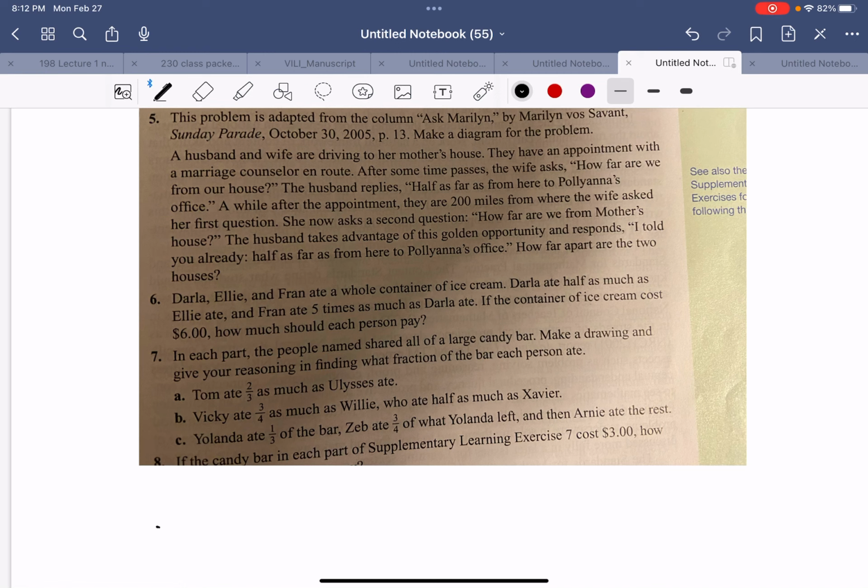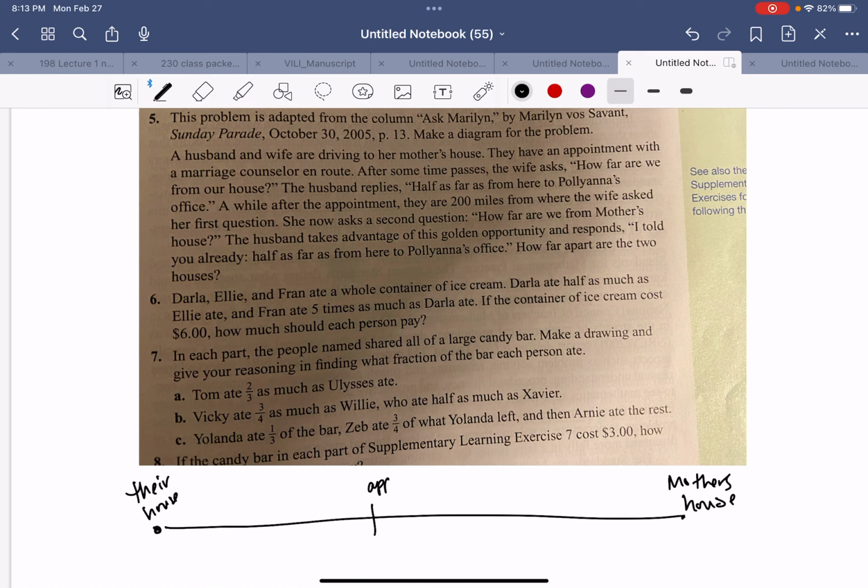So they're starting at their house, and they're driving to her mother's house. And somewhere along the way, let's say here, they have their appointment, right? The counselor's office. And then somewhere in between, so they leave their house, and somewhere in here, he asks a question. I'm going to call that Q1.